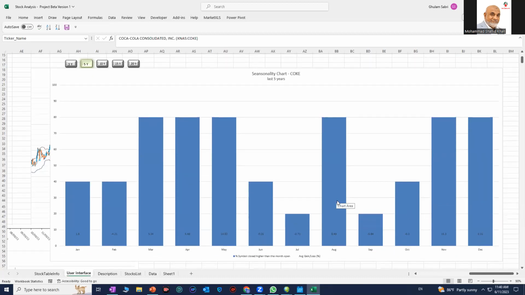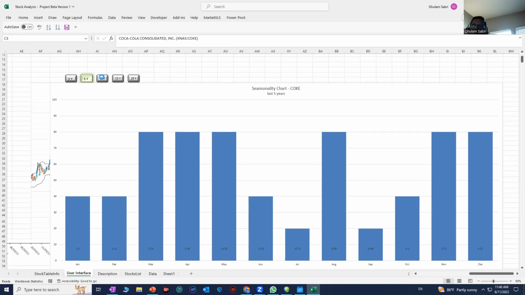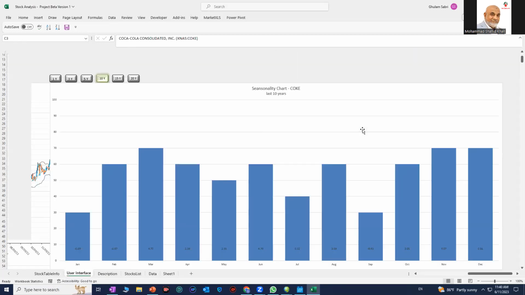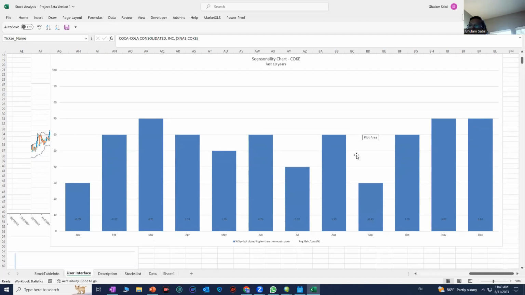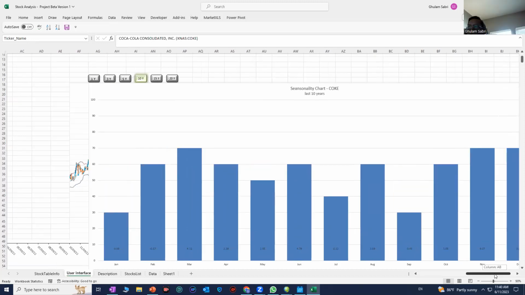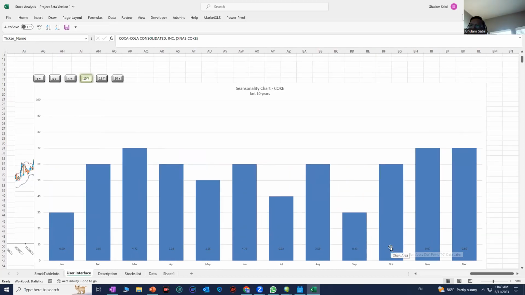August is traditionally a very good month for Coke. Let's go to 10 years. September and October are okay. This is for the last 5 years. August is 3.59 for 10 years. I think Coke traditionally is not a bad choice, and it especially performs much better during the last quarter of the year.